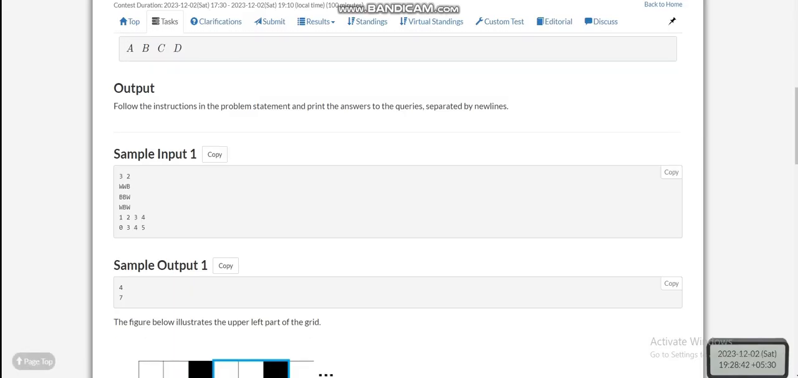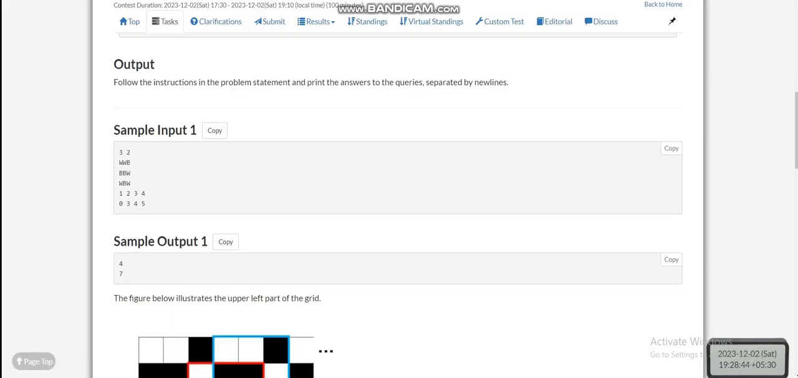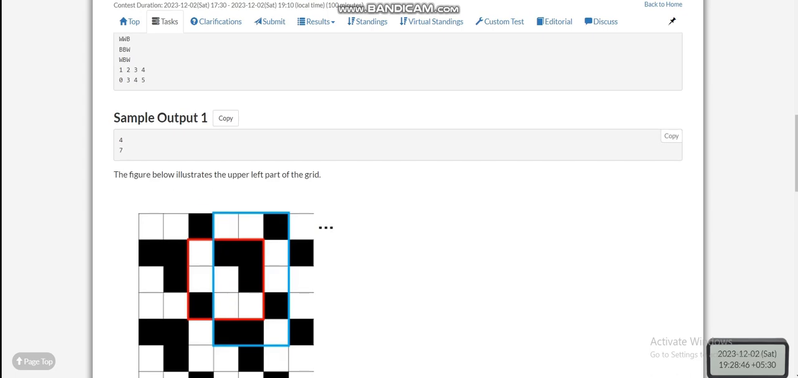I am not going deep into the examples, but for the first case, 1, 2, 3, 4, this red square is the required rectangle, and there are four black cells in the rectangle, so the answer is 4. Similarly, for the second case, this blue rectangle is the required rectangle, and there are a total of 7 black squares in the rectangle, so the answer is 7.